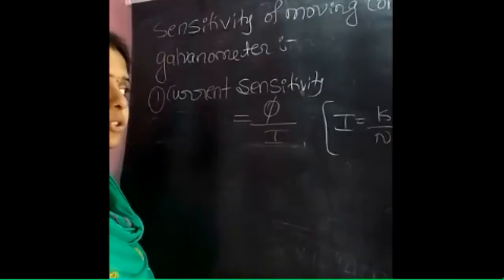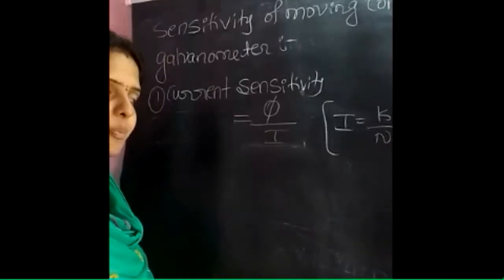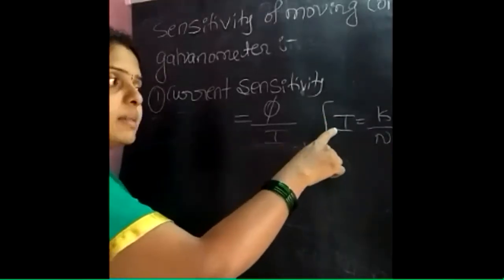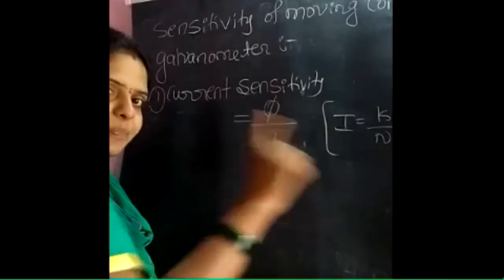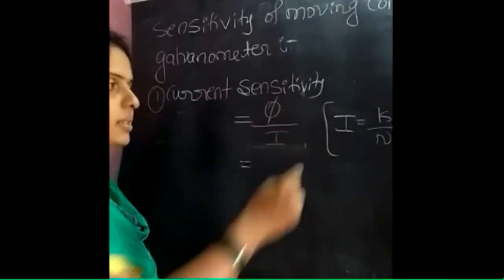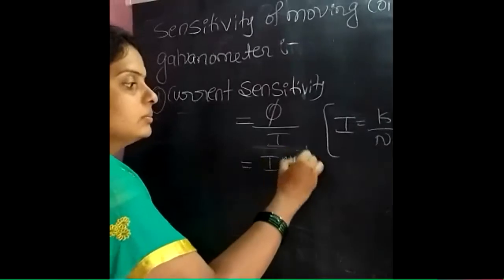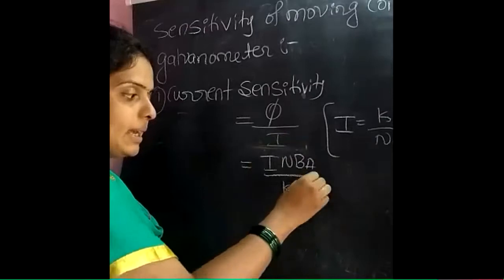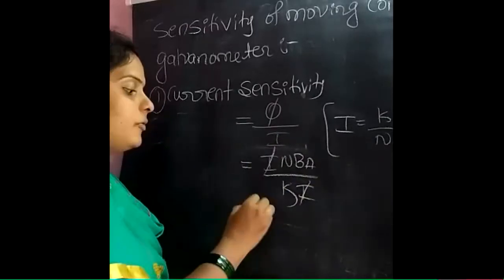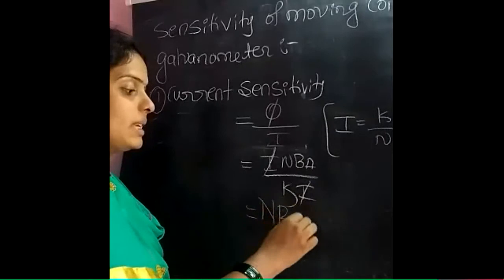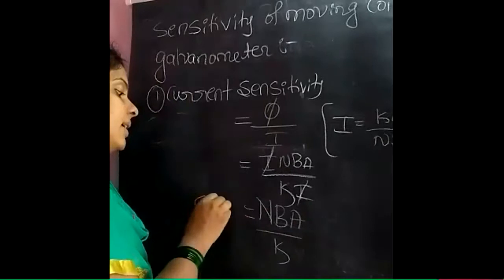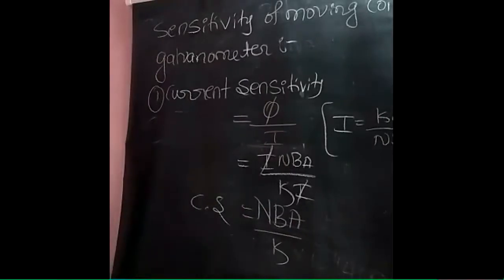Here I'll substitute the value of phi. Put phi on one side and transfer the remaining terms, so it becomes phi equals I NBA divided by K. Getting? Already I is there, so I will get cancelled. Therefore, current sensitivity can also be expressed as NBA divided by K. This is another expression for current sensitivity.